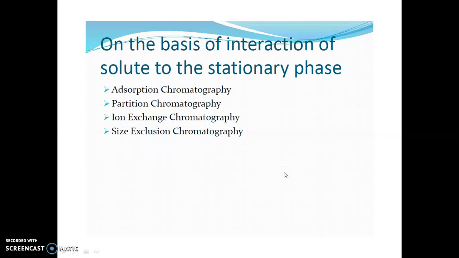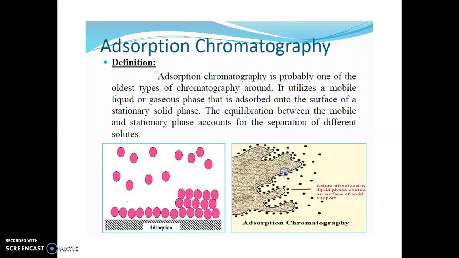So let us study one by one each and every class on the basis of interaction of solute to the stationary phase: adsorption, partition, ion exchange, and size exclusion. So adsorption chromatography, it is very important. Adsorption chromatography is probably one of the oldest types of chromatography.